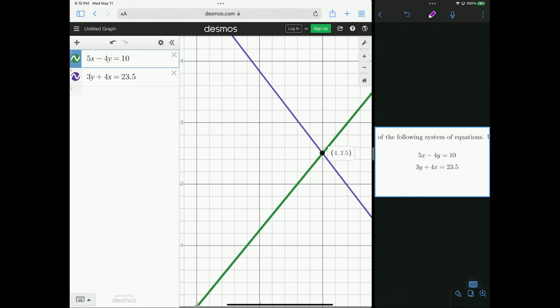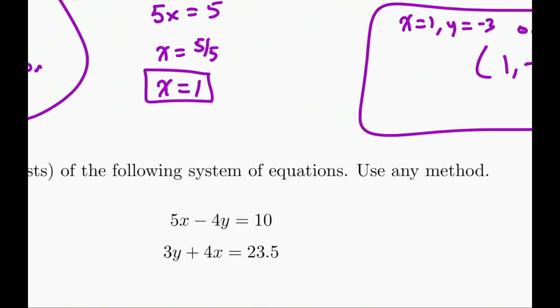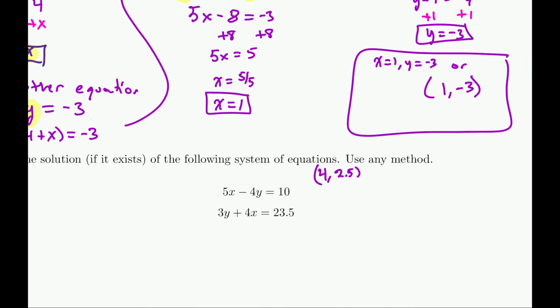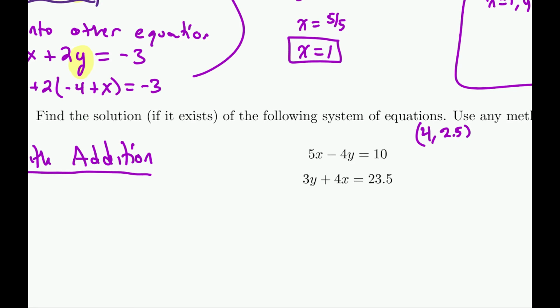But I'm going to solve this with a different method as well. So 4 comma 2.5 is going to be the answer. I'm just going to write it. Okay, but we're going to do a different method. We're going to solve this with addition. So this is what we did on Friday. You can do the previous method as well. You could do substitution. It's just harder to solve for one of these variables.